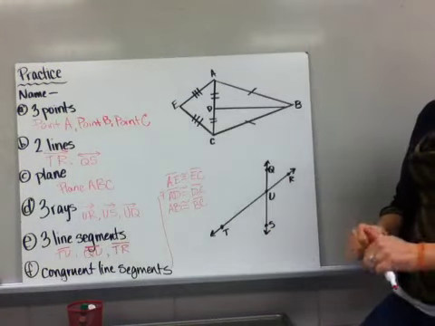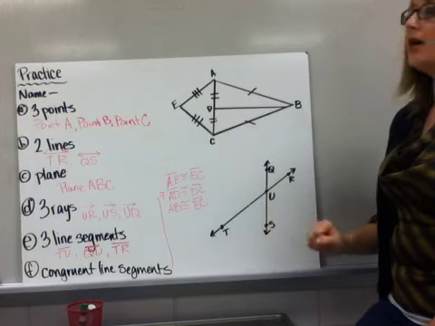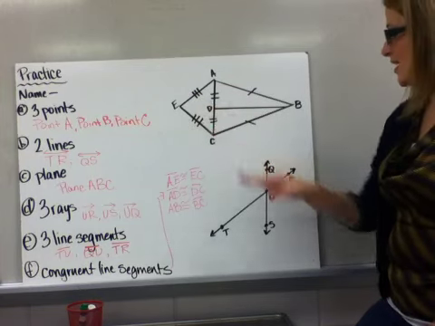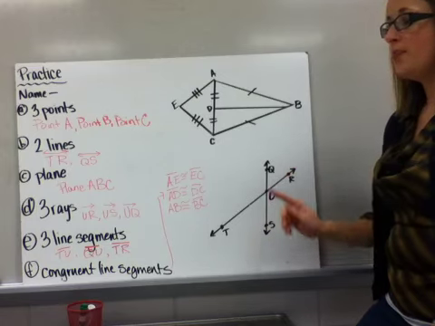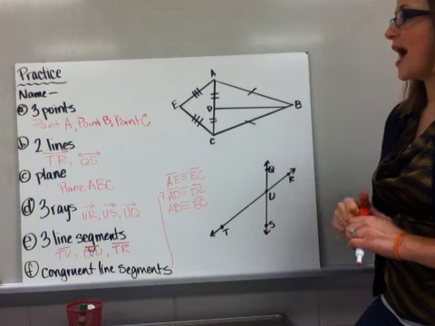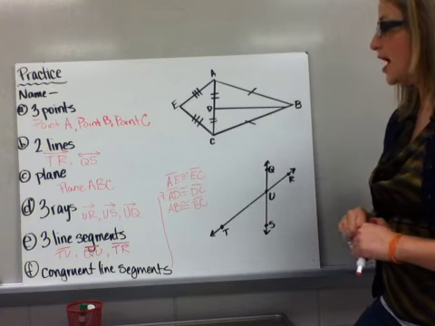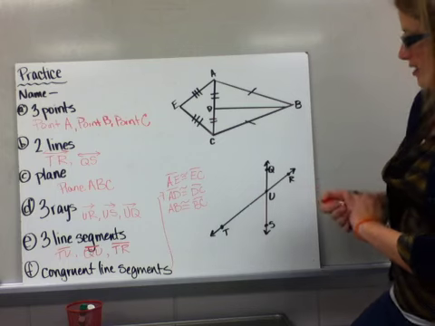Okay, practice A, 3 points. You could have named any letter that's on here: A, B, C, D, E, or you could have even come down here and done Q, R, S, T, or U. The key is that you put the word point in front of it and then you use a capital letter.